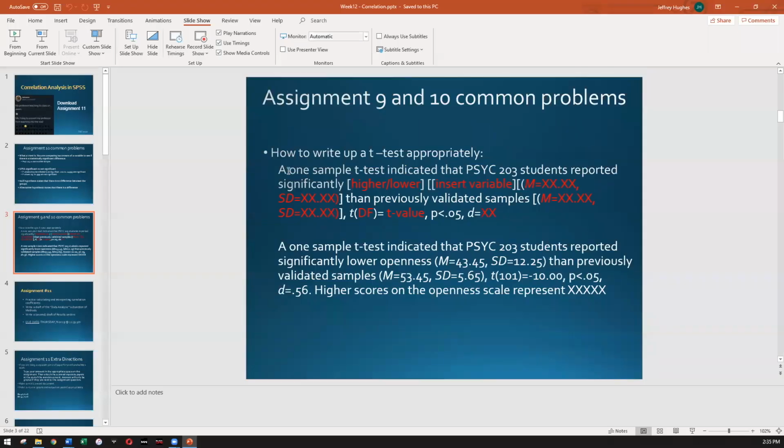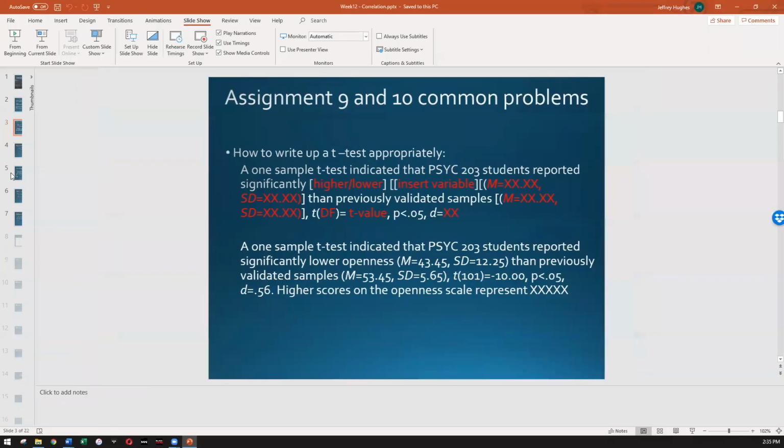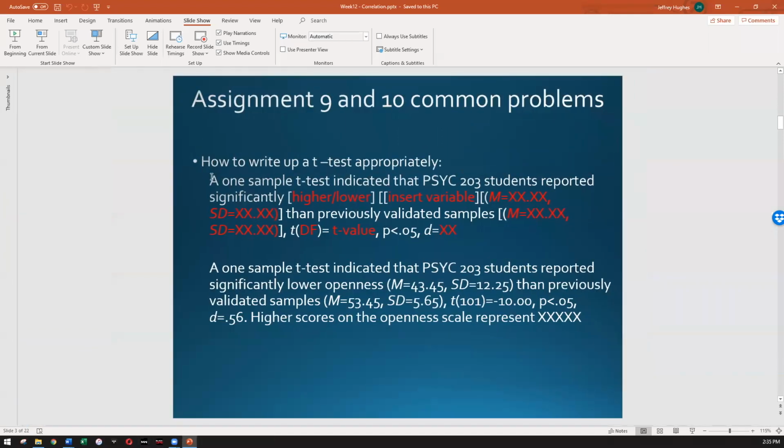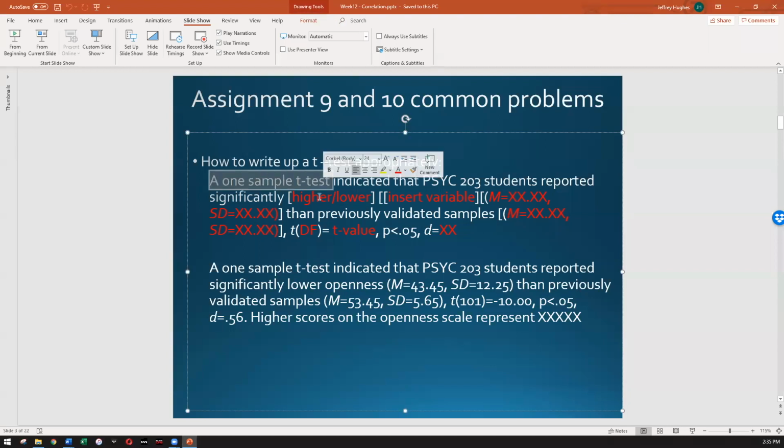All right, so let's go over how to write up a t-test. So, what do we need? We need what test we're running. So a one sample t-test. Then we need to interpret in words what was found.